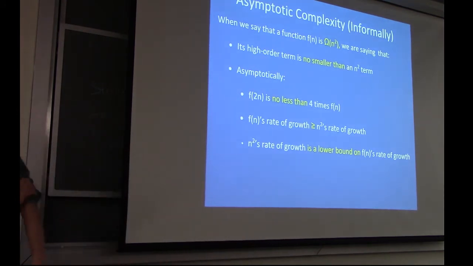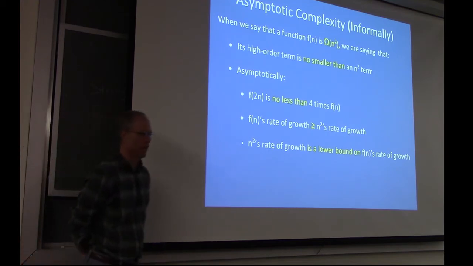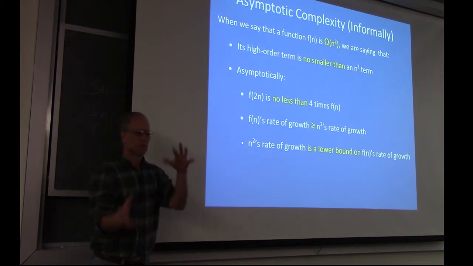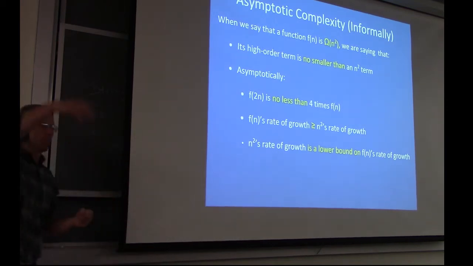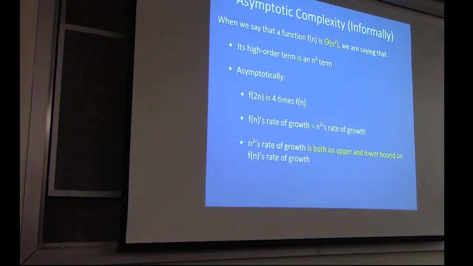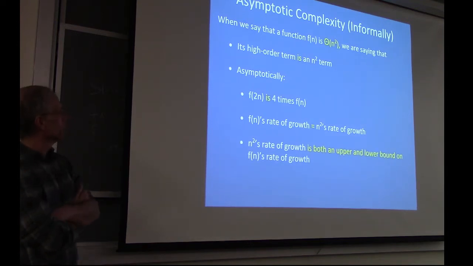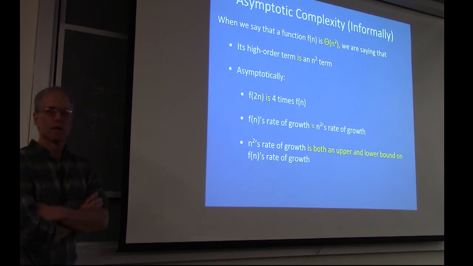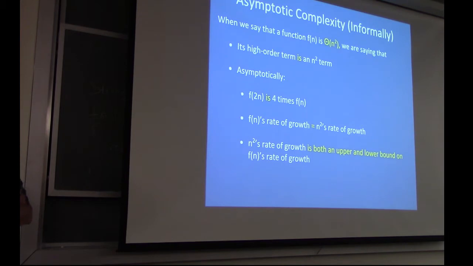So if f of n is O of g of n, what can you say about g of n? If the rate of growth of f of n is bounded from above by g of n, that would mean that g of n is omega of f of n. Yeah. They're inverses. So if f is O of g, then g is omega of f. And then there's theta notation. That just says that its higher term is an n squared term. If you say something is theta of n squared, you're saying its higher term is n squared.